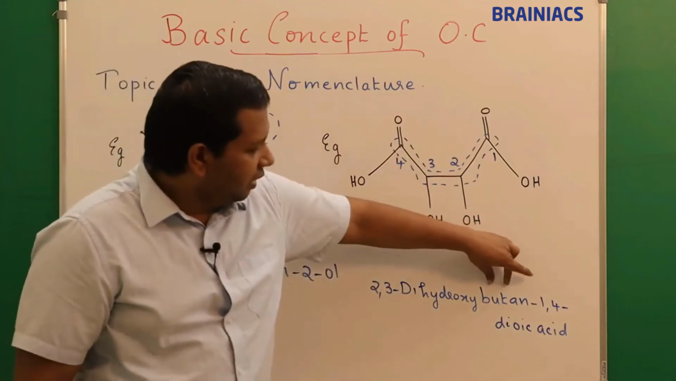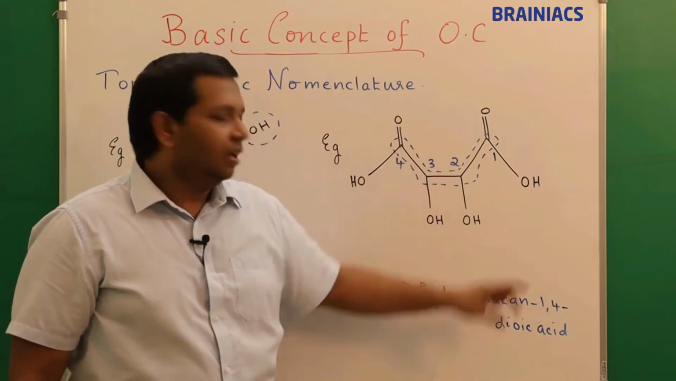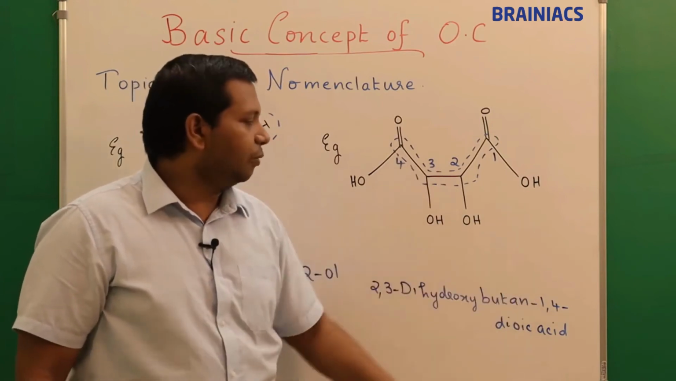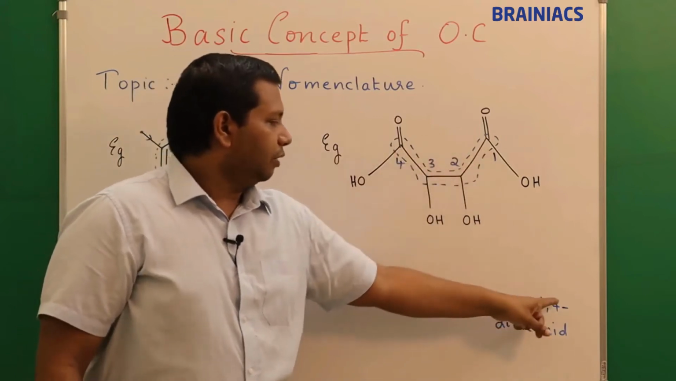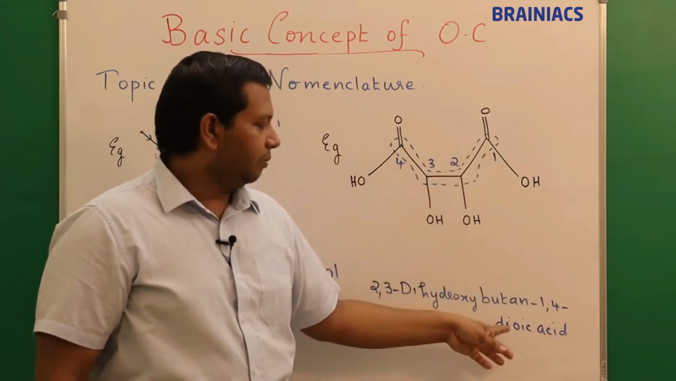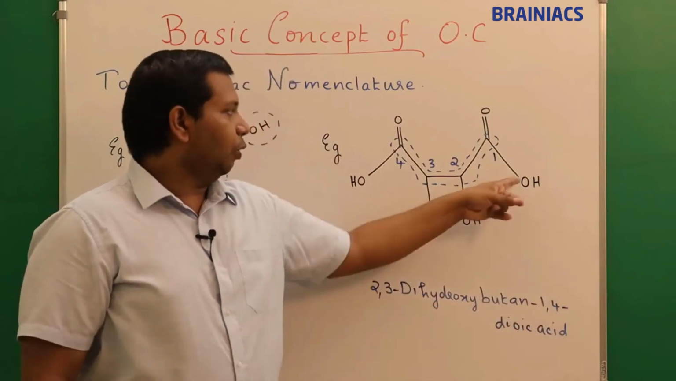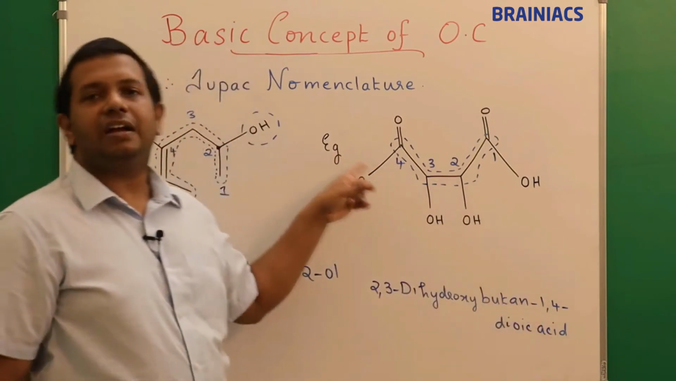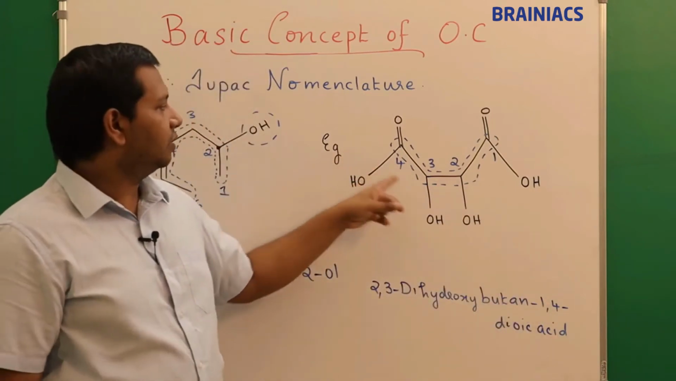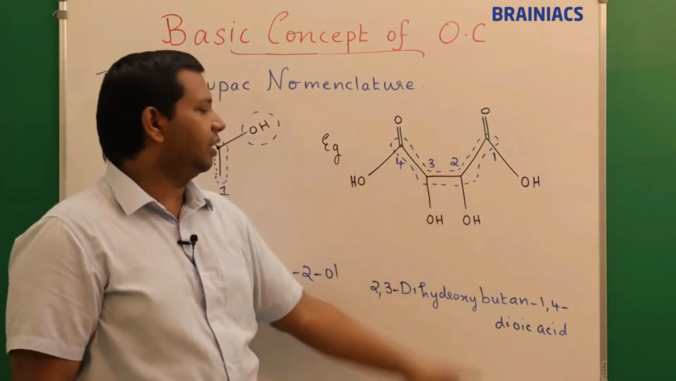Word root is this one, then primary suffix, all are linked by single bond, so we write ANE. Since secondary suffix is there, E is removed, then its position we noted 1 and 4, so 1 comma 4. Numbers should be separated from alphabets using hyphen, 1 comma 4 hyphen oic acid. Both two are there, so we use the term dioic acid, and we know secondary prefix is there. So 2 and 3 there are substituents. So 2 comma 3 hyphen dihydroxy.